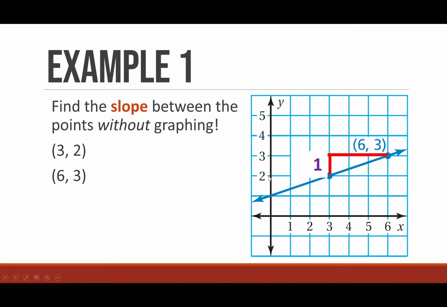So 3 minus 2 gives me this 1. Where do we find this 3 and 2? Oh, we find it right here in the y values. See, 3 minus 2 gives me the 1. Now let's see how much it goes from left to right. This is 3. How did I get this 3?